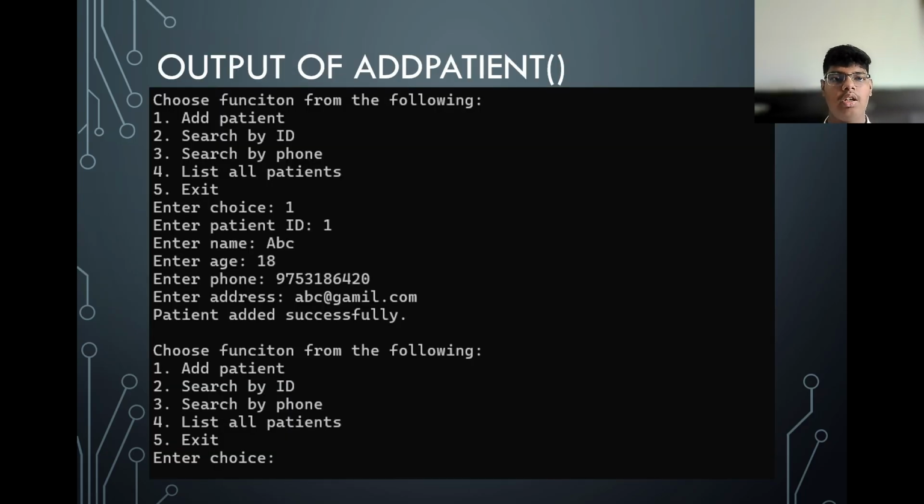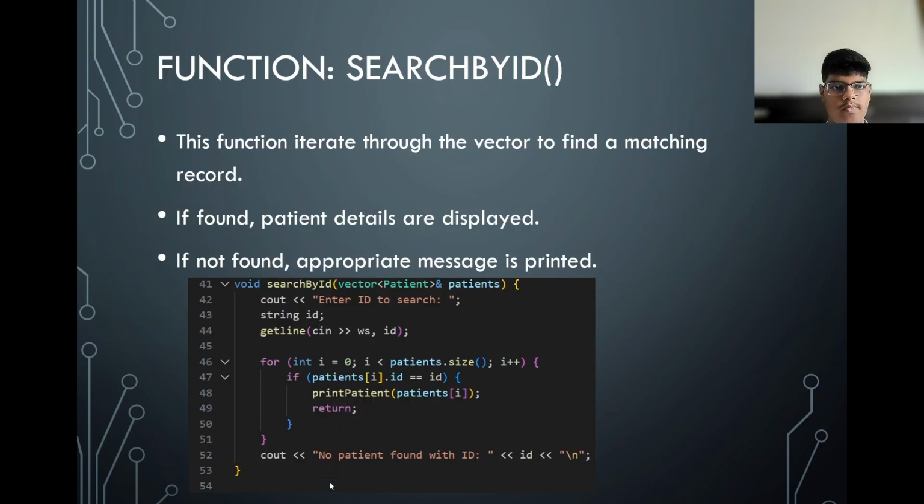Okay, so this is what the output of add patient looks like. You see the first 6 lines show how the menu gives us choices. We choose choice 1, that is add patient. It asks us to enter the patient ID. I am giving this ID 1. Then we write its name, age, phone number, and email address. Then this shows the patient has been added successfully, and just like I told you, it is a loop. So the menu appears again, but this time I am not using any other choice.